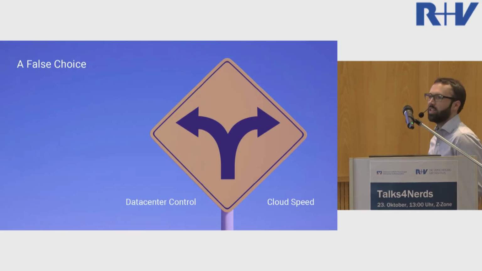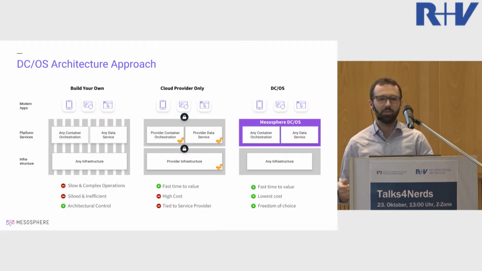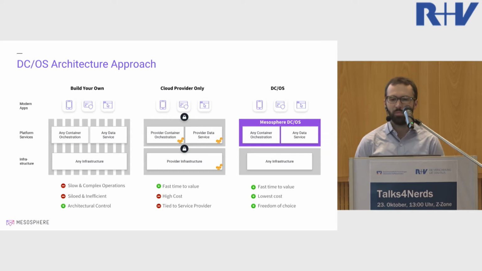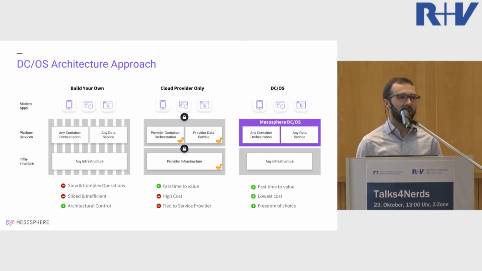So maybe this is actually a false choice. Maybe you could get the same data center-like control and the cloud speed, and that's really what we're trying to do with DCOS, is say, let us provide a platform that gives you that same cloud-like experience, but now you can run it on any infrastructure.